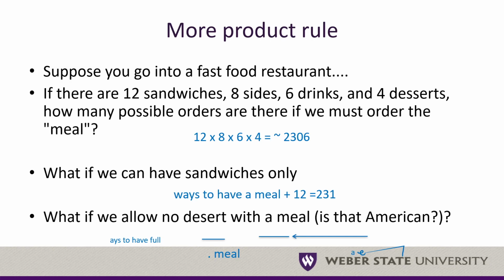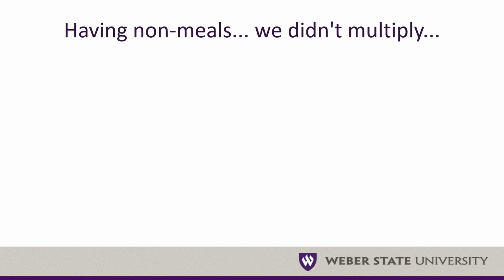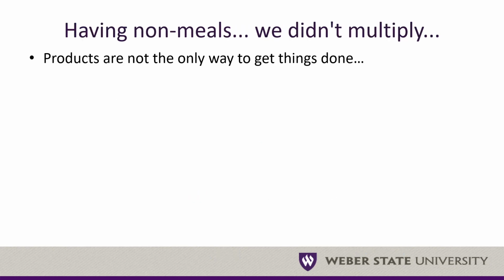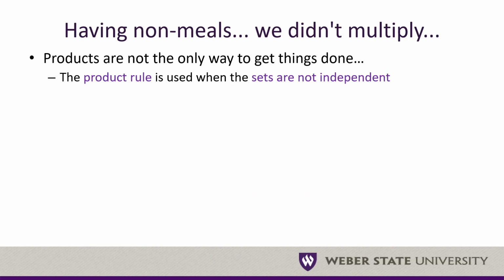So now we've got not quite 3,000 ways to choose our meal when we go to like Arby's or Burger King or whatever. And that doesn't talk about the options on your sandwich. Hold the pickles, hold the lettuce. Special orders don't upset us. So anyway, we didn't multiply. Products aren't the only way to do things.